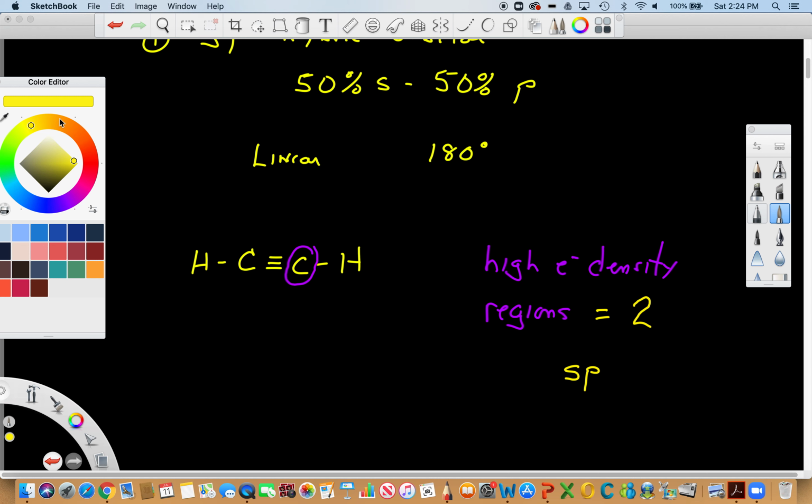So what about this carbon now? Still 2 high electron density regions. I guess I should circle them. There's one here, and the triple bond counts as 1 region, for 2 regions. So it is also sp. While we're here, let's just do the hydrogen. How many regions around hydrogen? There is 1, so it is only s. And hydrogen can only have an s orbital because that's all it has, 1s1.